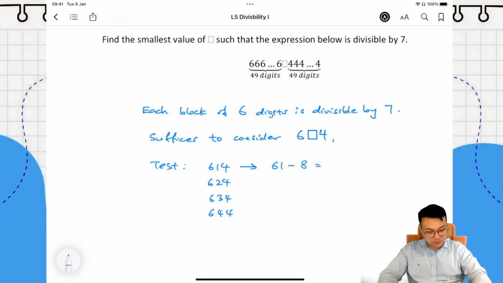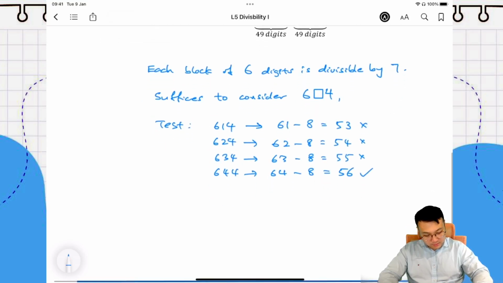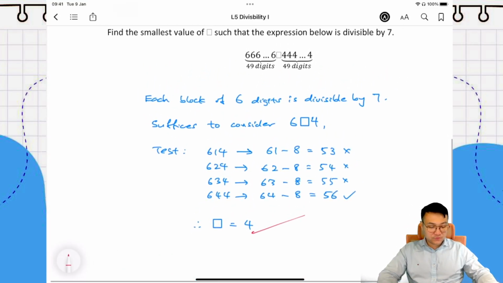61 minus 8 equals to? Oh, this is not divisible by 7. 62 minus 8 is not divisible by 7, right? 63 minus 8 is not divisible by 7, but finally 64 minus 8 is divisible by 7. Therefore, the square equals to 4. There you go. Okay, so if you know the rule of divisibility, it's so much easier.